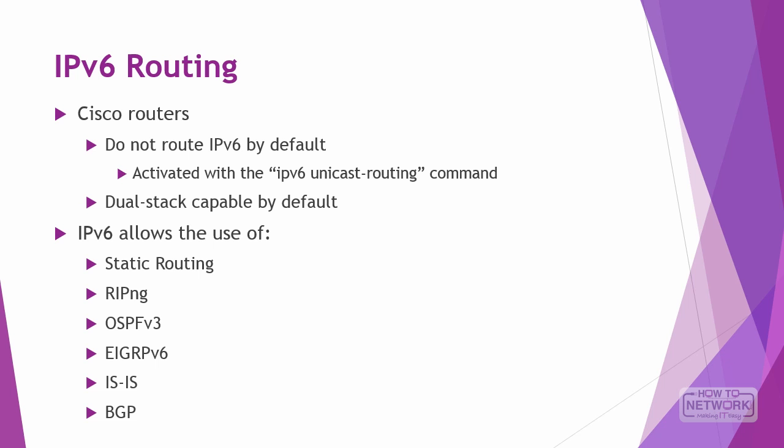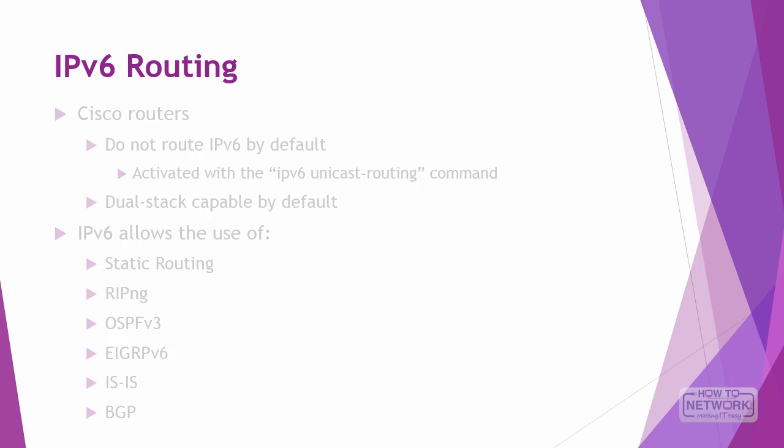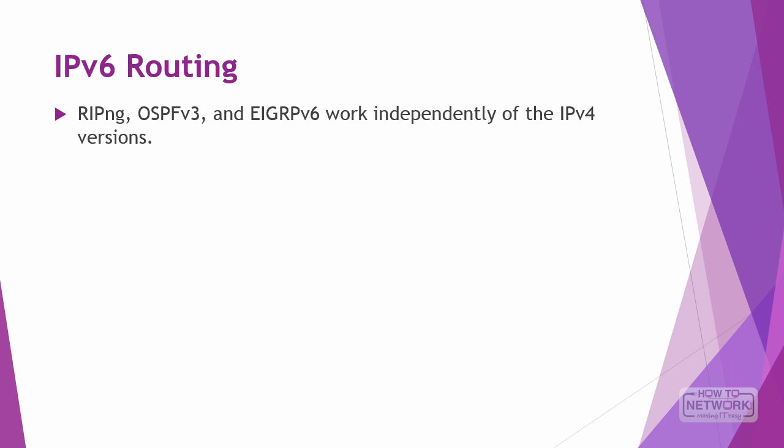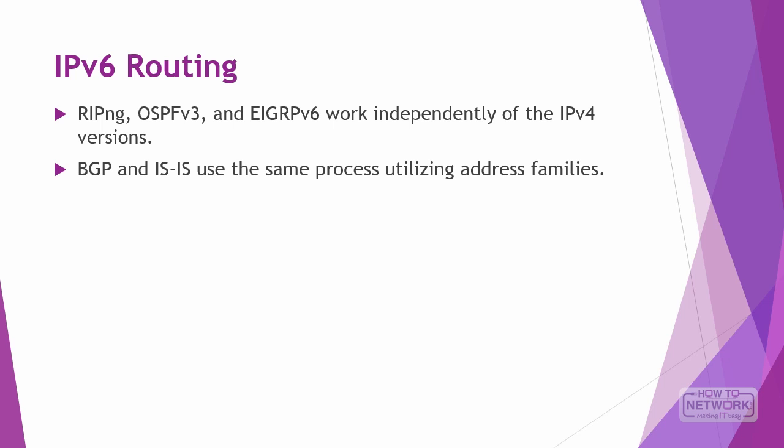Before we do that, let's talk about what they have in common. RIP-NG, OSPF version 3, and EIGRP version 6 are new routing protocols that work independently of the IPv4 versions, and they run in a completely separate process on the device. BGP and ISIS are exceptions to this rule as they route IPv6 traffic using the same process used for IPv4 traffic, but they use the concept of address families that hold the entire IPv6 configuration.